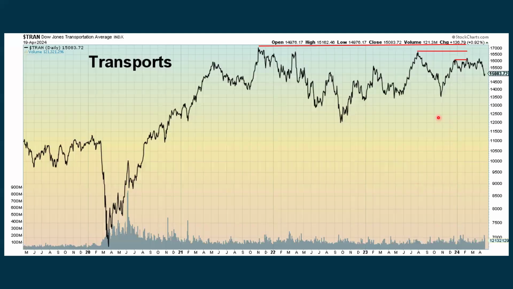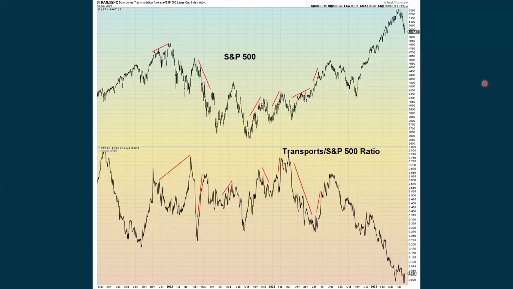Here's a look at the transports itself, just individually, where we're just having a lot of trouble. At best, we've been going sideways, but lately we've been seeing some weakness in this index. Then we do a ratio between the transports and the S&P, where the transports have really been underperforming, even though they bounced back up on a relative basis in Friday's session.